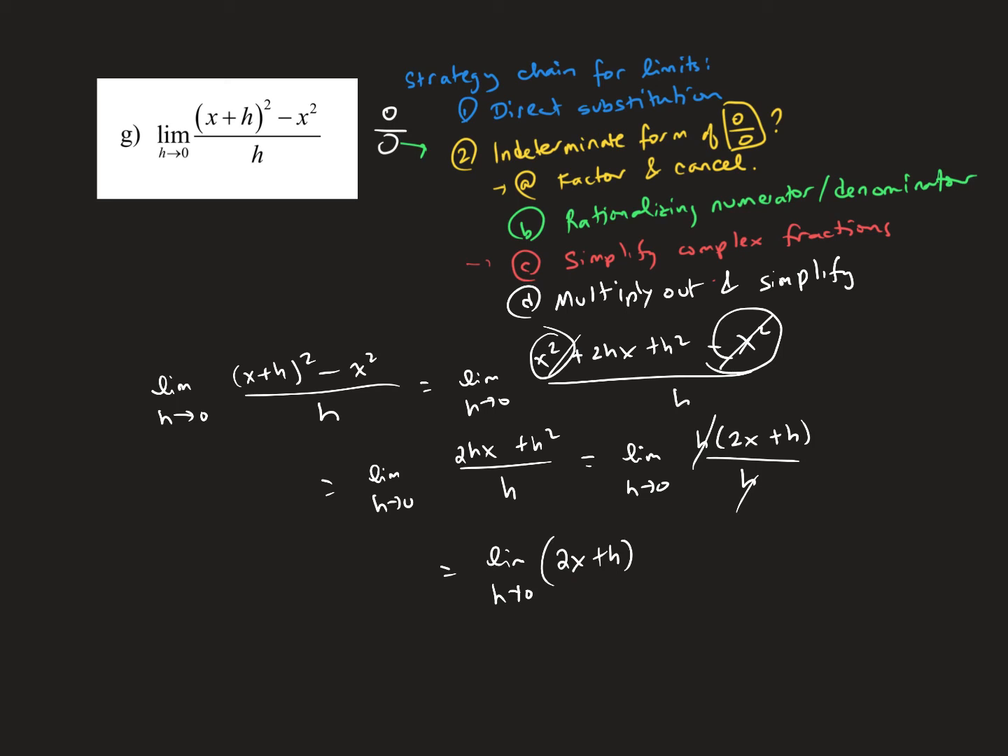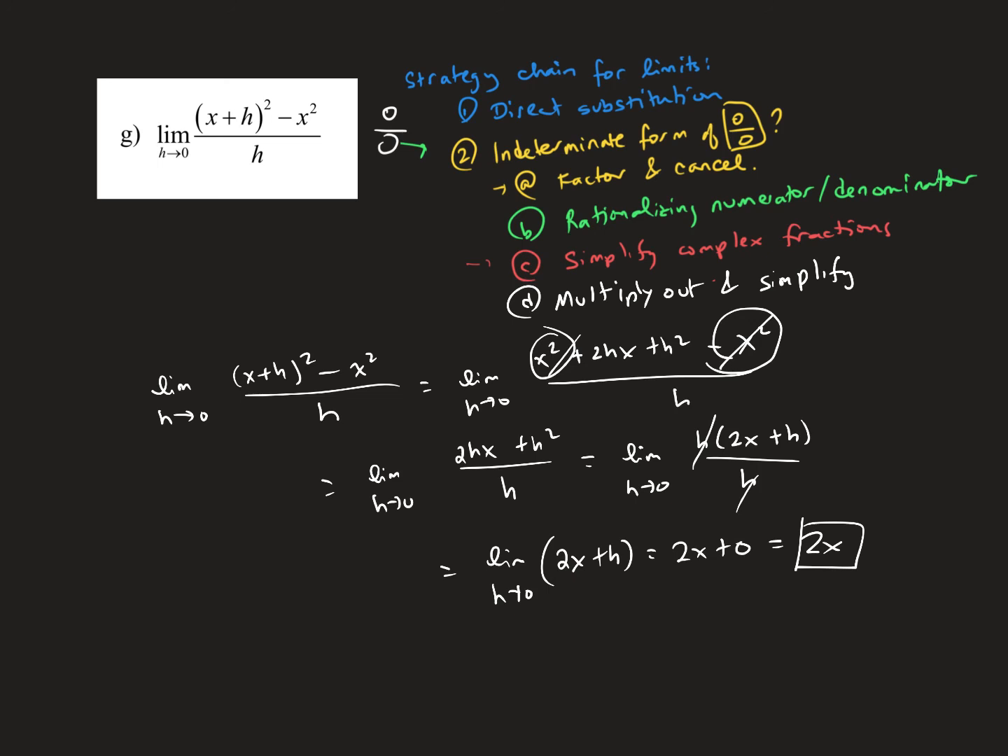So I'm going to do direct substitution, but only for h, right? Because h is what's approaching 0, not x. So my answer on this problem actually has a variable in it. It's 2x. And there are going to be a lot of limits that we do that will have variables in them later on. Don't let that throw you.